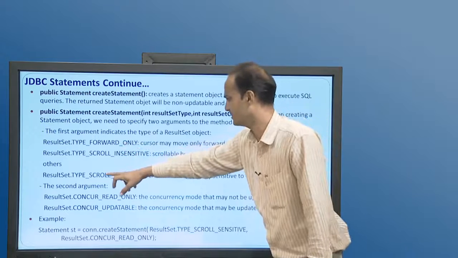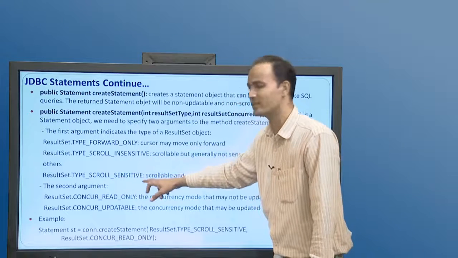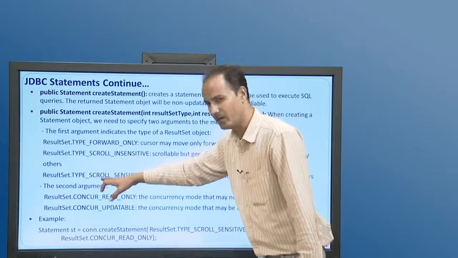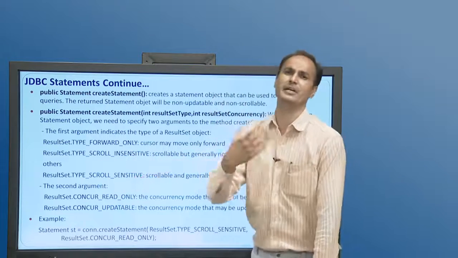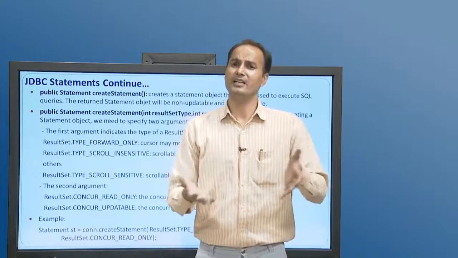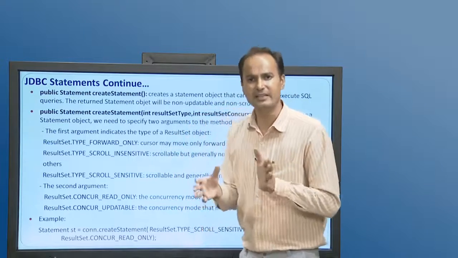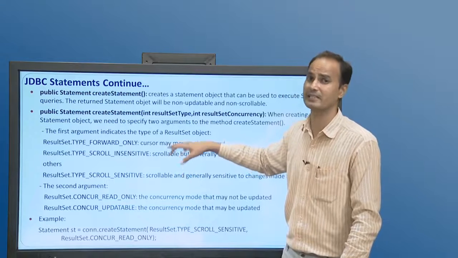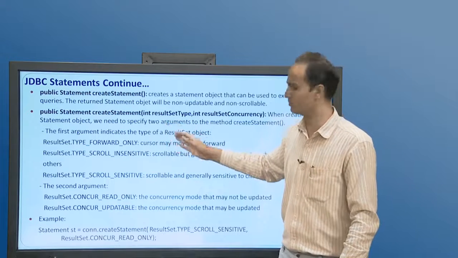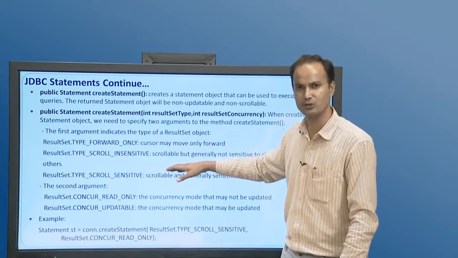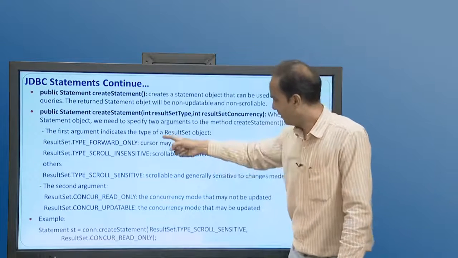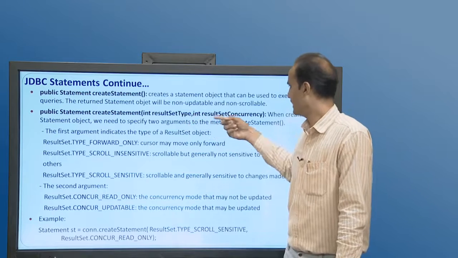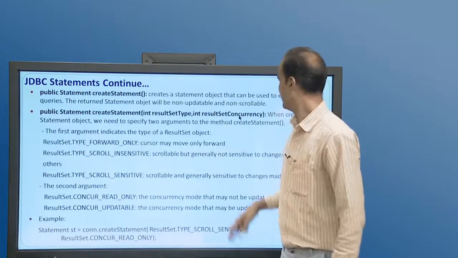The third constant is ResultSet.TYPE_SCROLL_SENSITIVE. That means the result returned by the query will be scrollable, and apart from that it is going to be updatable. That means it will reflect the latest data. While the insensitive one is scrollable, it will reflect the old data, as it is insensitive to updates, while this one is sensitive to update queries, so it will reflect the latest data. Among these three, you can pass any one constant as the first argument.